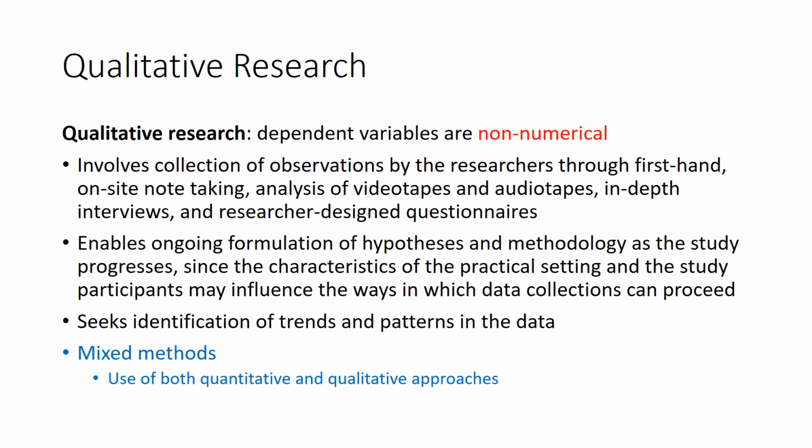When looking at qualitative research, this is often employed in anthropology and sociology fields. Qualitative research is characterized by the collection of observations by the researchers through first-hand, on-site note-taking, analysis of video tapes and audio tapes, in-depth interviews, and researcher-designed questionnaires. Qualitative research is generally not practical to formulate hypotheses or necessarily even a detailed methodology prior to the research study, since the characteristics of the practical setting and the study participants may influence the ways in which data collection can be processed. Instead, data is evaluated for trends or patterns that address the general questions that the research is attempting to address.